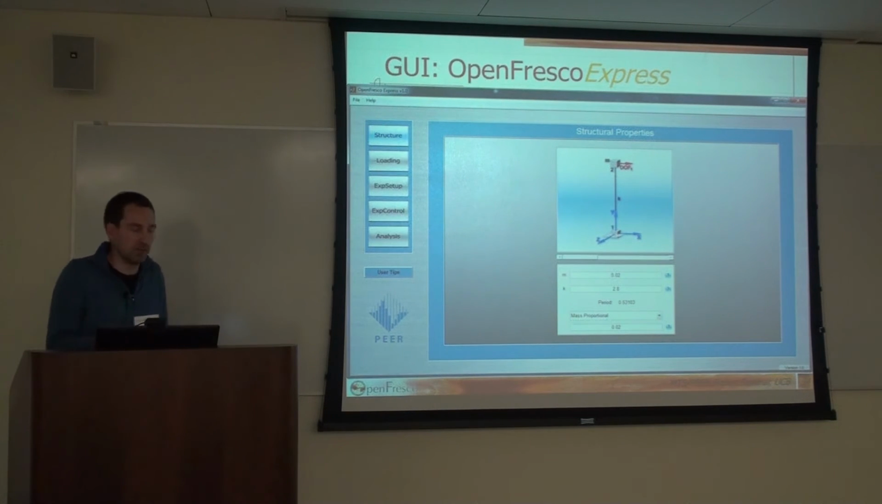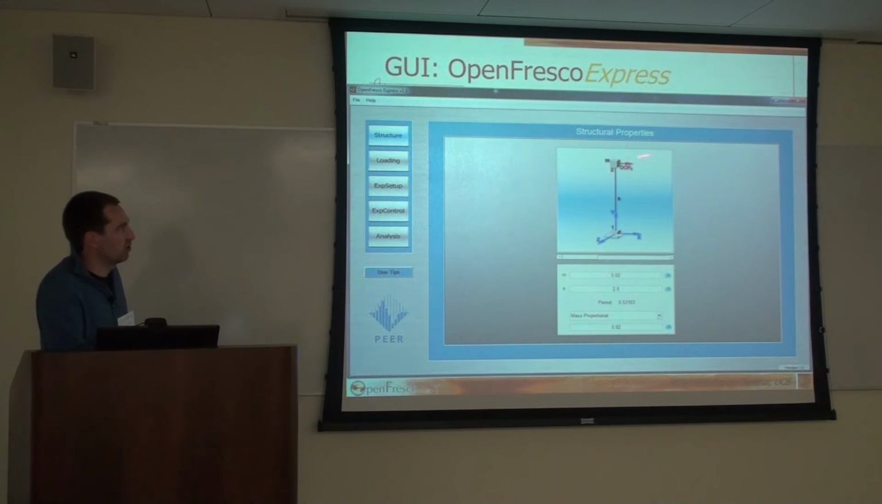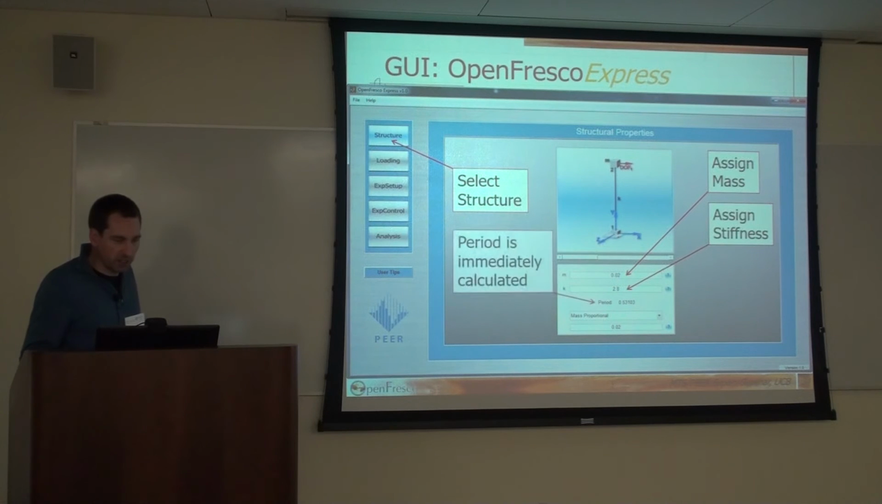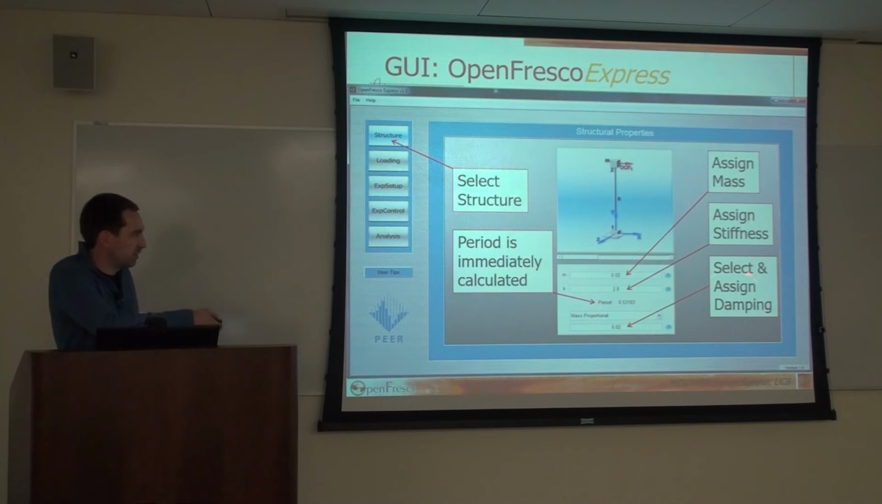Currently it has 3 simple structures. One is just a 1 degree of freedom type of column. So you basically come into your graphical user interface, you select what structure you want to define. You can scroll through the different types of the 3 structures by the scroller here. Then you assign your mass, your stiffness, and it will calculate your damping, your period immediately from that. And then you assign basically your damping values there.